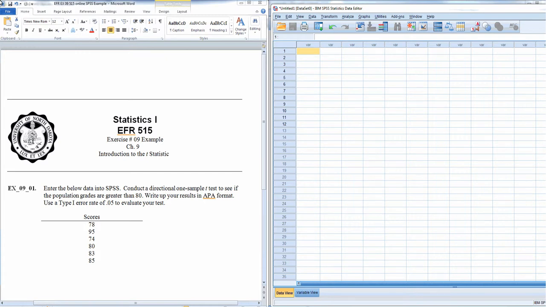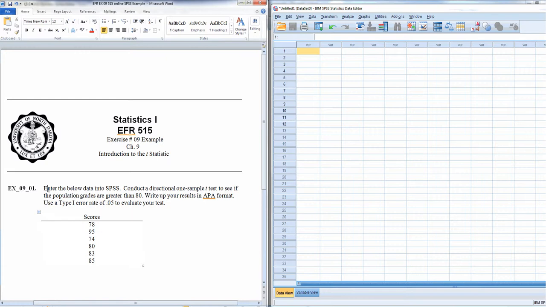So if you go ahead and look at exercise 9, Introduction to t-tests, I ask you to enter the below data into SPSS, conduct a directional one sample t-test to see if the population grades are greater than 80. Write up your results in APA format. Use a type 1 error rate of 0.05 to evaluate your test.